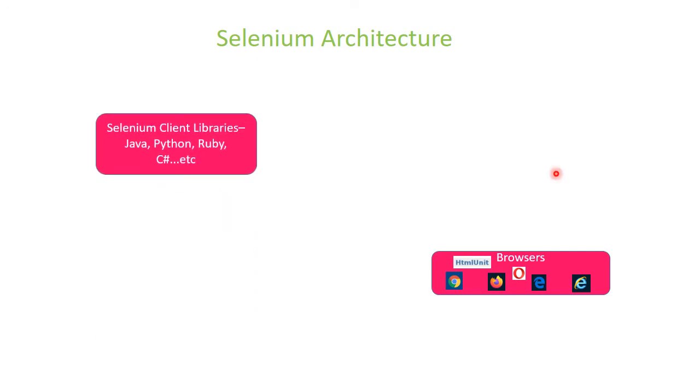Now let us see what the Selenium architecture consists of. The Selenium architecture mainly consists of the Selenium client libraries, and these libraries are written in Java, Python, Ruby, C Sharp, and a few more languages that Selenium supports. Alright, so this is the core part of the Selenium architecture.